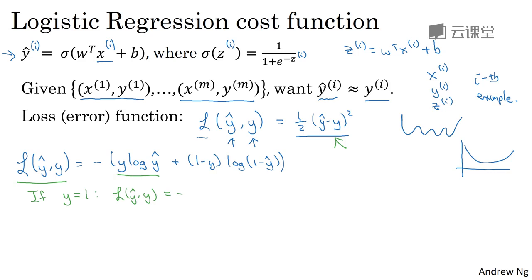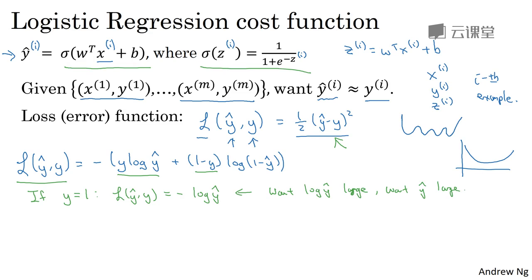And there's a negative sign, so it's negative log y hat if y is equal to 1, because if y equals 1, then the second term, 1 minus y, is equal to 0. So this says if y equals 1, you want negative log y hat to be as big as possible. That means you want log y hat to be large, and that means you want y hat to be large. But because y hat is this sigmoid function, it can never be bigger than 1. So this is saying that if y is equal to 1, you want y hat to be as big as possible, but it can't ever be bigger than 1. So it's saying you want y hat to be close to 1 as well.